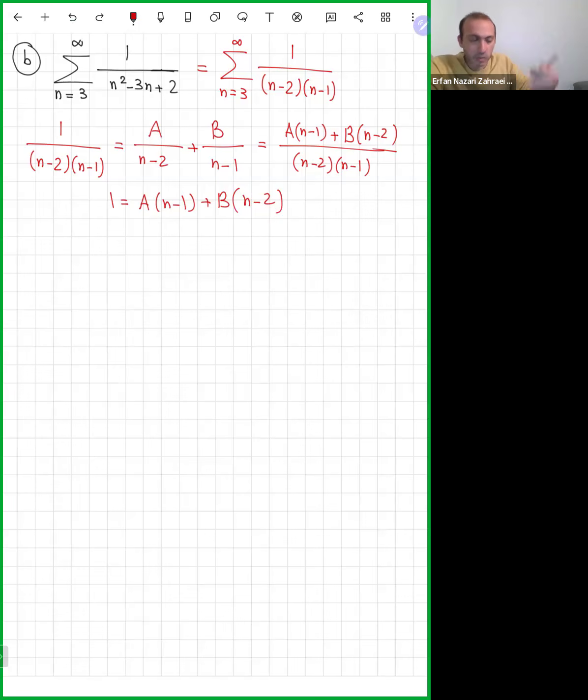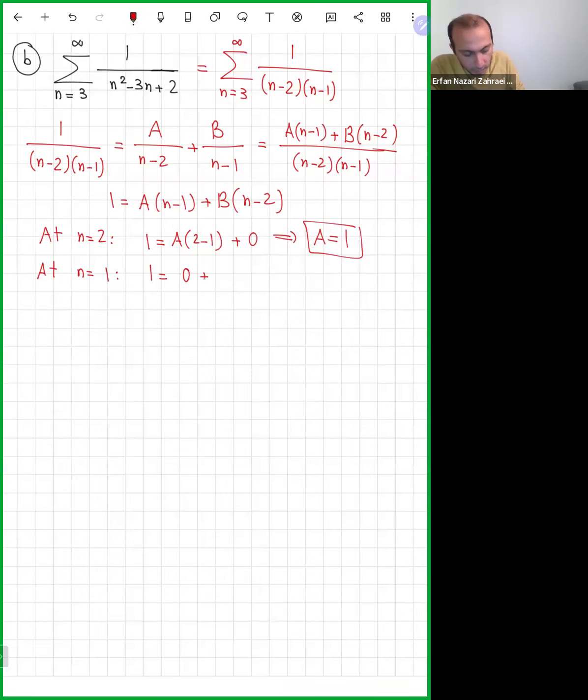Instead of expanding and solving two equations in two unknowns, I would use each linear factor to find one unknown. So at the root of the first linear factor, at n equals 2, this equation becomes 1 equals a times (2 minus 1) plus 0. So a becomes 1. At n equals 1, which is the root of the other linear factor, I get 1 equals 0 plus b times (1 minus 2). Hence, negative b is 1, or b is negative 1.